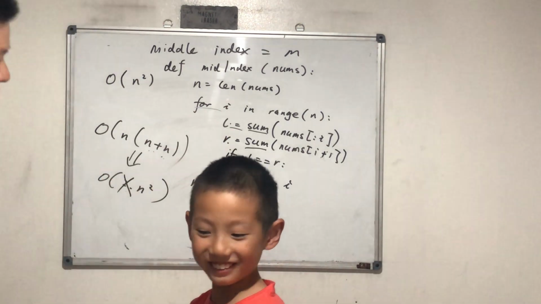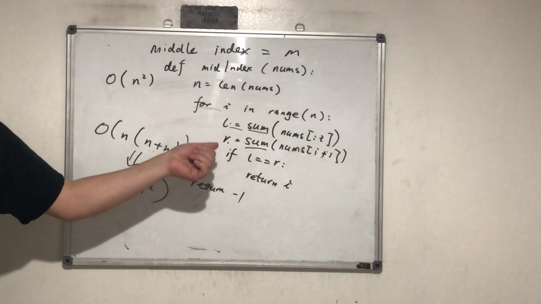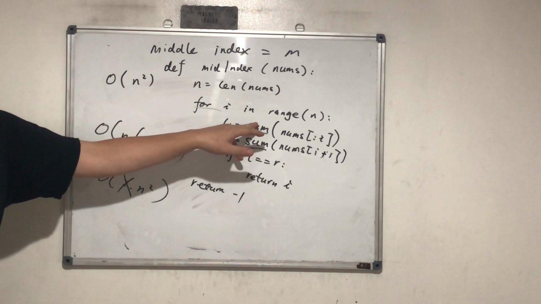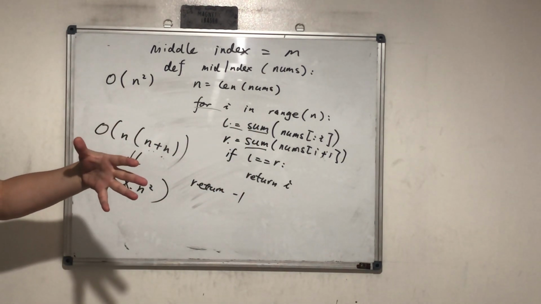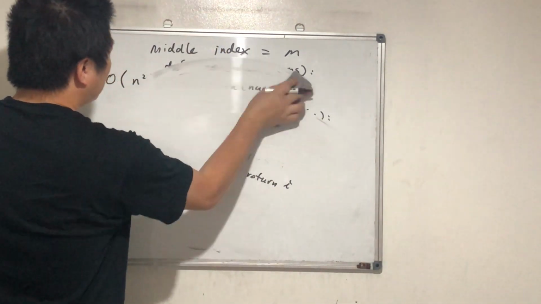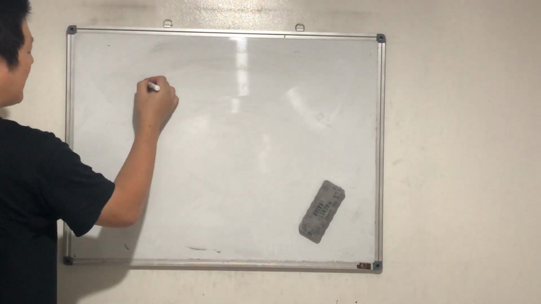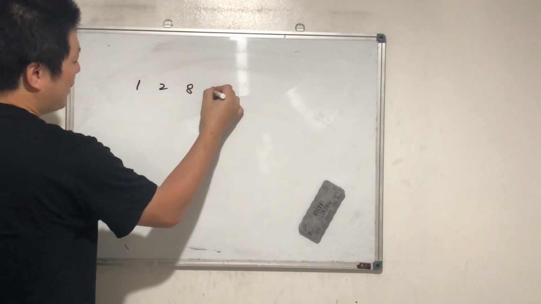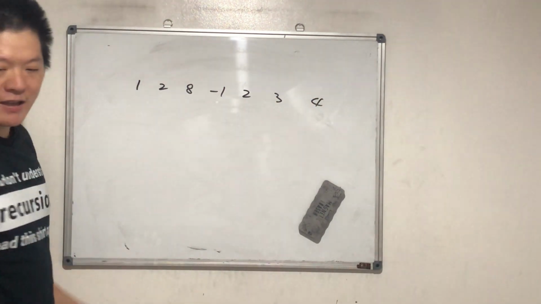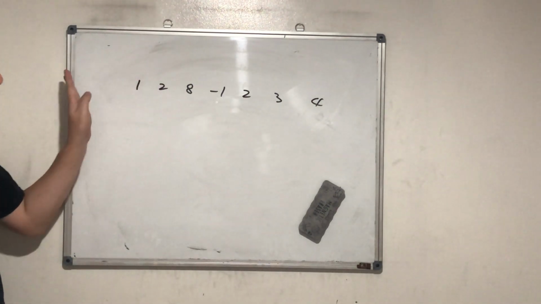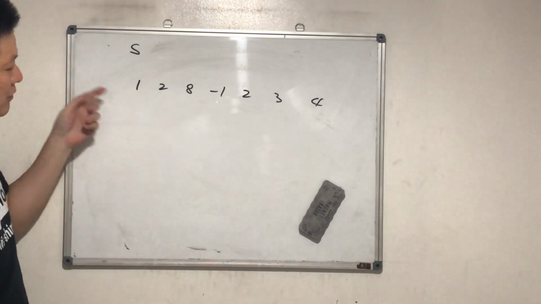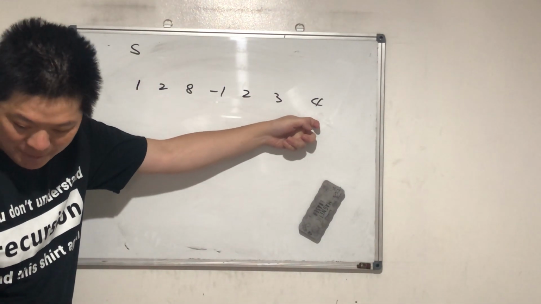So the problem with this approach is this sum. It's taking time, right? Do we need to actually do this? Can we improve this? Yes. So how can we improve this? If this array is like 1, 2, -1, 2, 3, 4, 5, 6, we can do this one time, and then we get the sum of all the numbers, adding all the numbers.